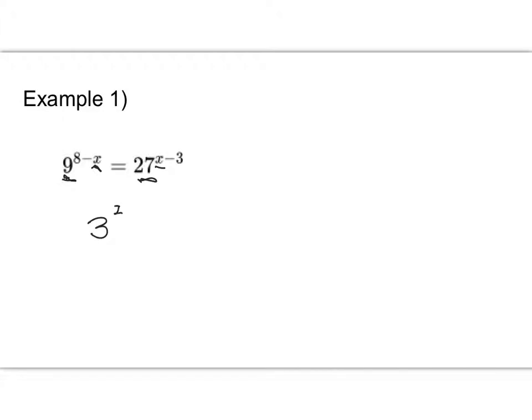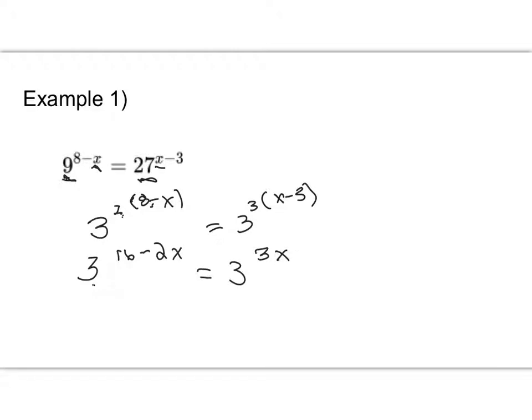9 is 3 squared to the 8 minus x, and then 27 is 3 cubed to the x minus 3. So I can go ahead and multiply because I have an exponent raised to a power, and I get 3 to the 16 minus 2x equals 3 to the 3x minus 9.